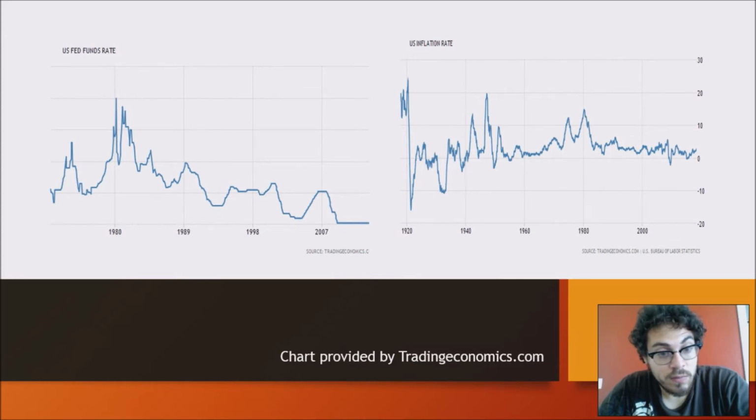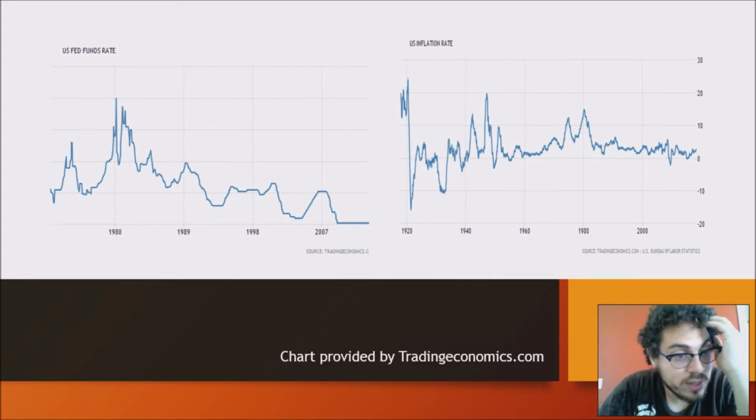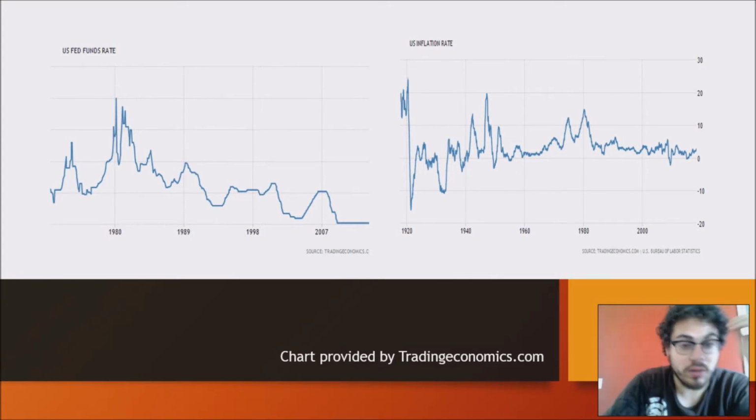Because as you can see, an increase in interest rates that steep, I really didn't see. You cannot see it in the chart.